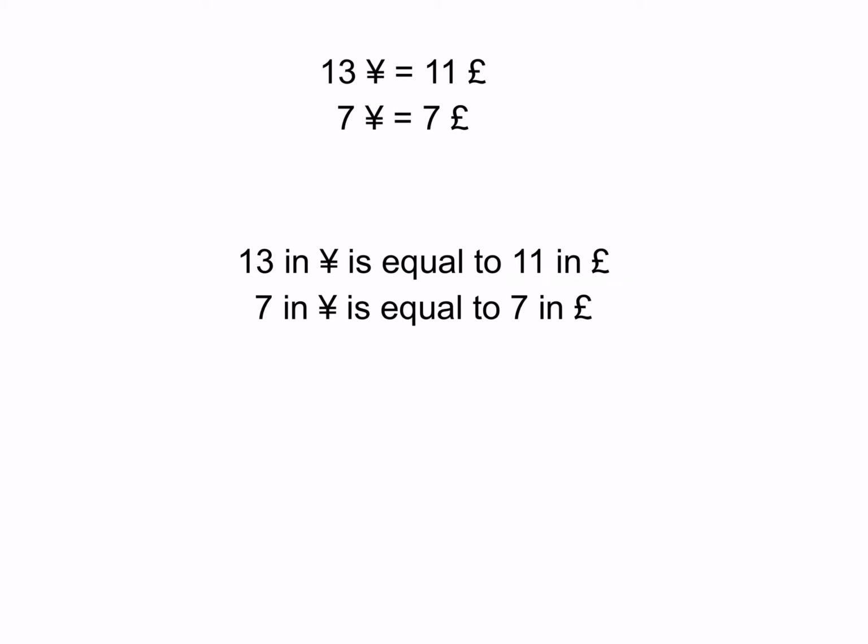And then through inspection, you'll know that because 7 in yen is equal to 7 in pounds, the number bases must be greater than 7. It could be number base 8, number base 9, number base 10. And then through using inspection in the first equation, you will know that the Japanese yen is actually base 8 and the British pound is base 10.